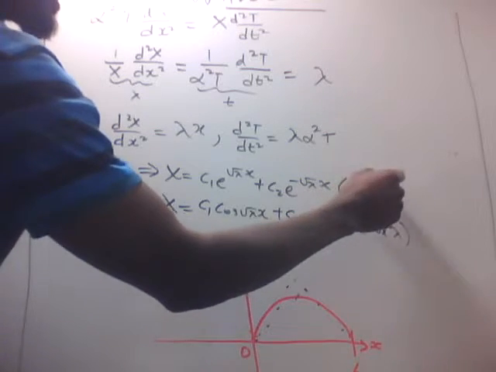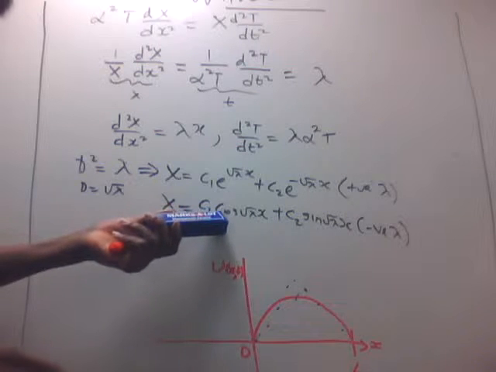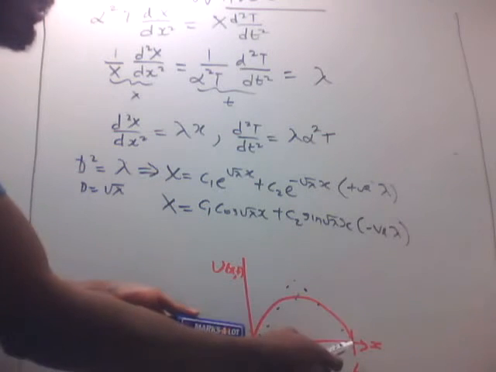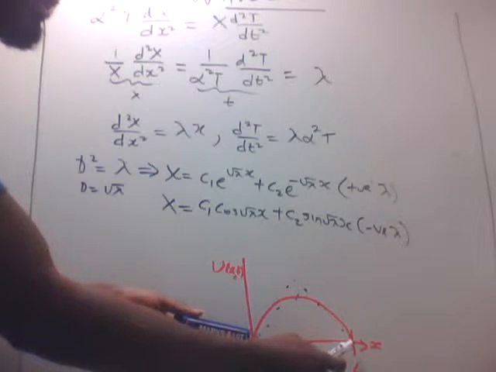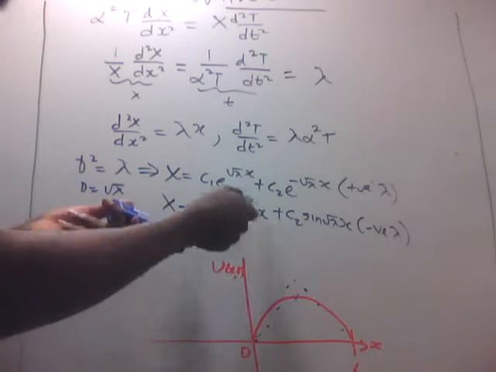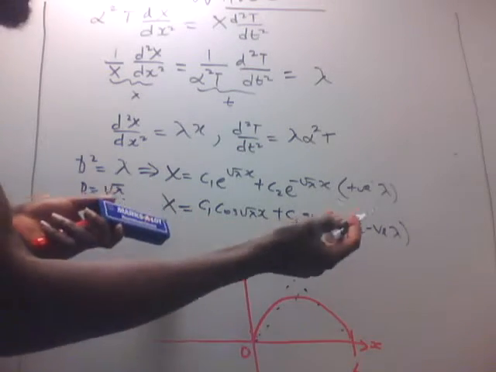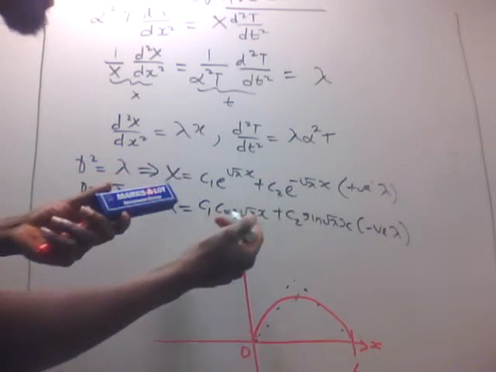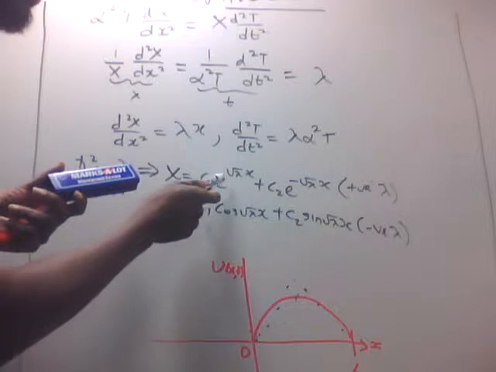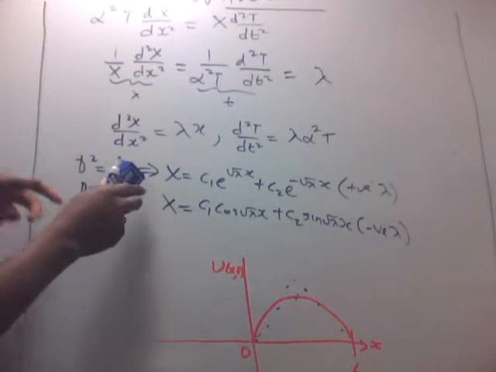Okay, and I had mentioned in class that you have to choose this one purely because of this condition, that we expect the string to be fixed here and here. So there's no way this would work, right? I just mentioned it in class and I didn't explain why. But you can see clearly from here, if I plugged in x equals 0, well, I'll do that right now.